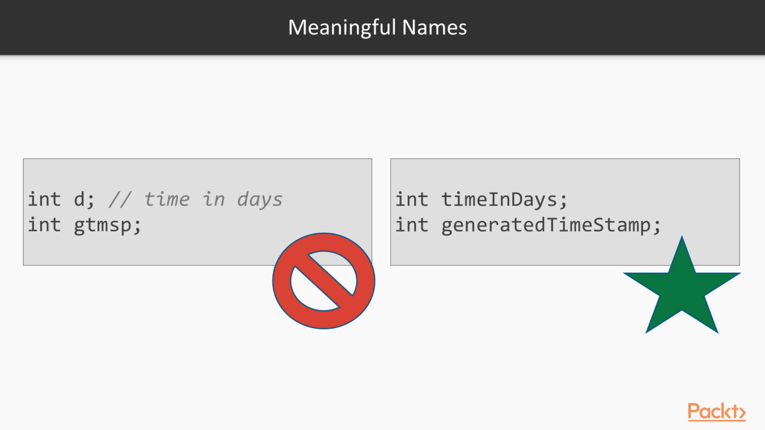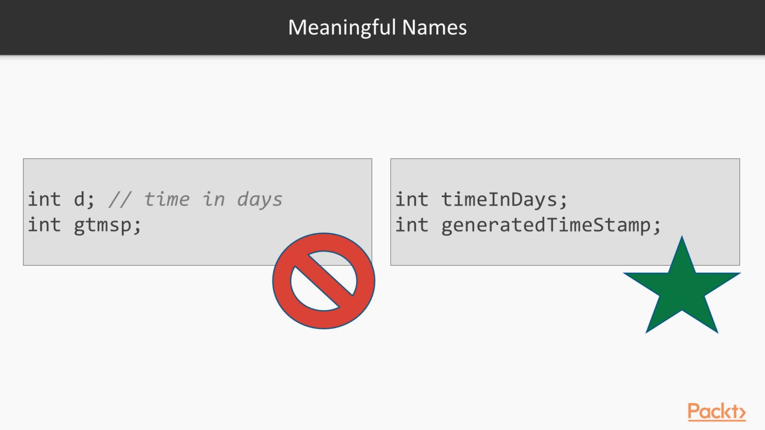See the example on the left. You have 2 variables, one called D and one called GTMSB. Of course, in the first variable you have a comment saying that it's time in days, but this is not actually a good practice because imagine that you are using this variable D all over your code. You won't have this comment everywhere, right? So it's very important that every time somebody reads your variable, they understand right away what it means and what it's doing, right? So on the right, you can see a good example of choosing meaningful names.